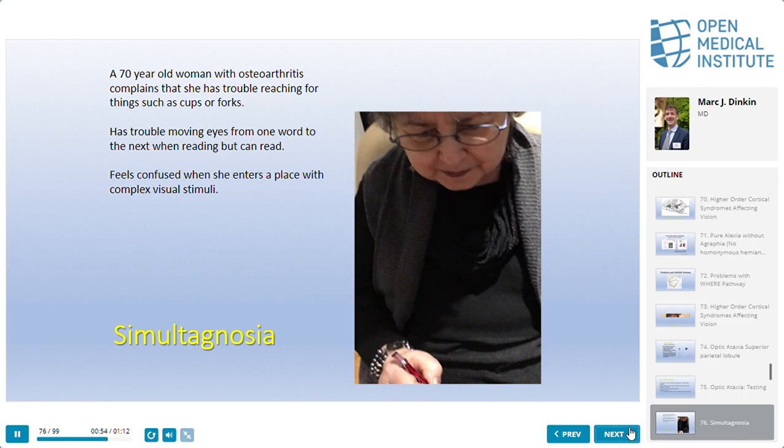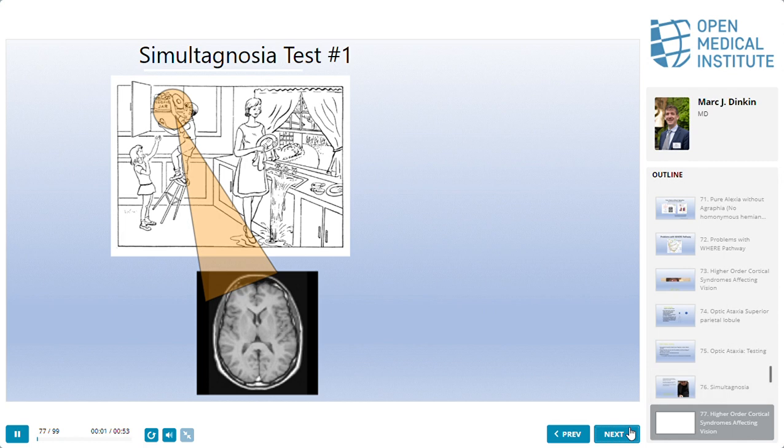A problem with the where pathway, right? Because the where pathway in the parietal lobe is taking all the objects that you can see, and it's connecting them with your GPS of where everything is located to form a map of the visual world, okay? So simultagnosia. So you can do the Navon figure, that H made of A's, or anyone ever see this? This is a picture from the NIH stroke scale. It's kind of a sexist picture because the mom is in the kitchen and all that stuff, but we still use it. And you ask them, please describe the picture.